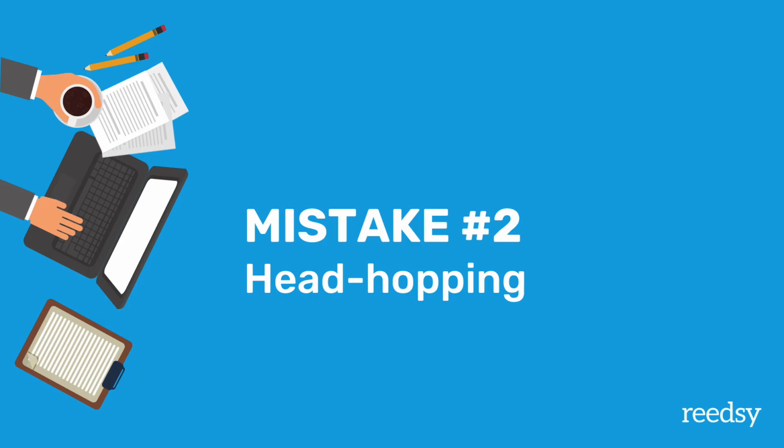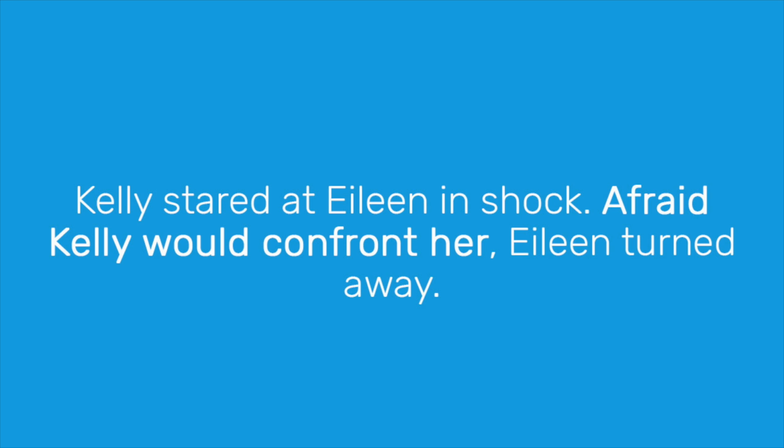The next common issue is head hopping. Head hopping is when your narrator reveals the thoughts or feelings of a non-point of view character. Here's a little example, and it's important to note that Kelly is our point of view character. "Kelly stared at Eileen in shock. Afraid Kelly would confront her, Eileen turned away." The thing is, Kelly doesn't know how Eileen feels, so she can't reveal this. She can make guesses, she can infer, but she doesn't have access to Eileen's thoughts. So you'd have to find a way to show or imply what Eileen is thinking or feeling, or have Kelly guess at it, rather than saying it directly, because that's not information that this narrator knows.